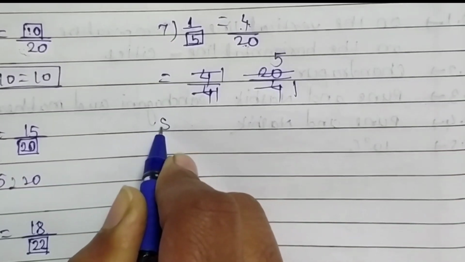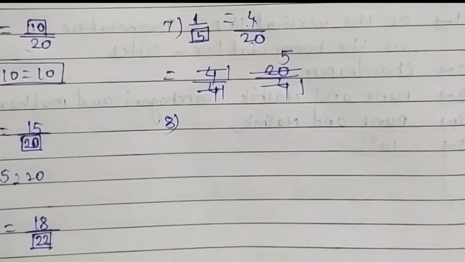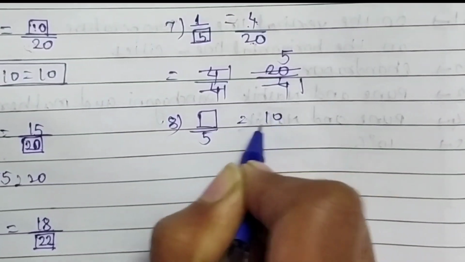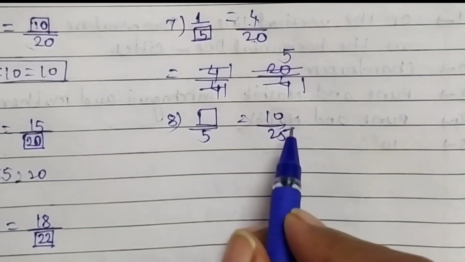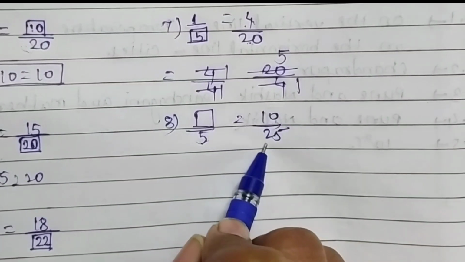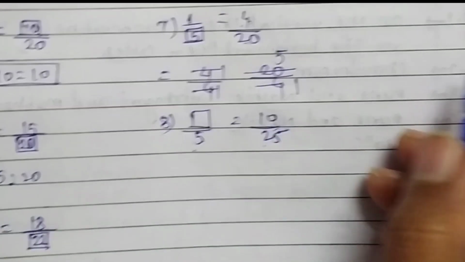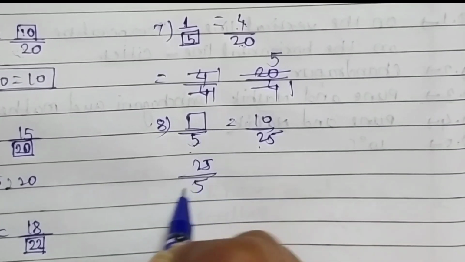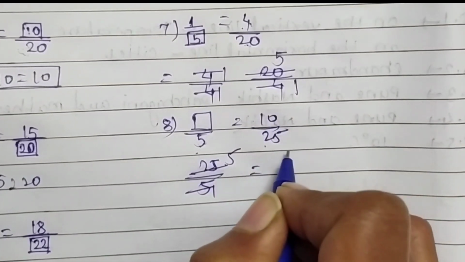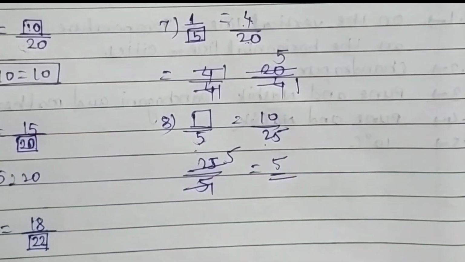Now 8th question. In our first question, box upon 5 is equal to 10 upon 25. You have to just divide this number by the denominator of our question. So 25 by 5, 5 5s are 25. So here we get our answer is 5.